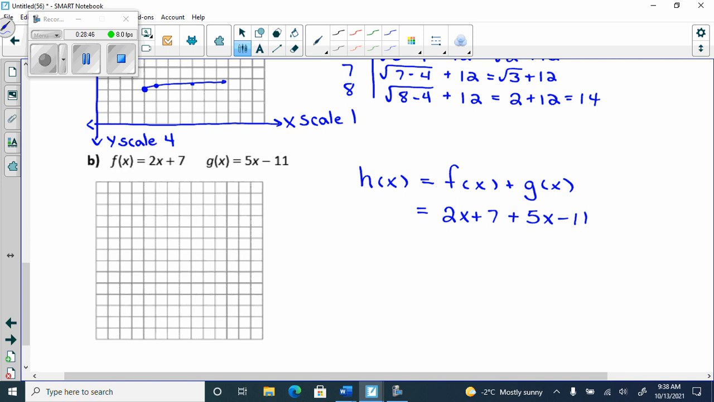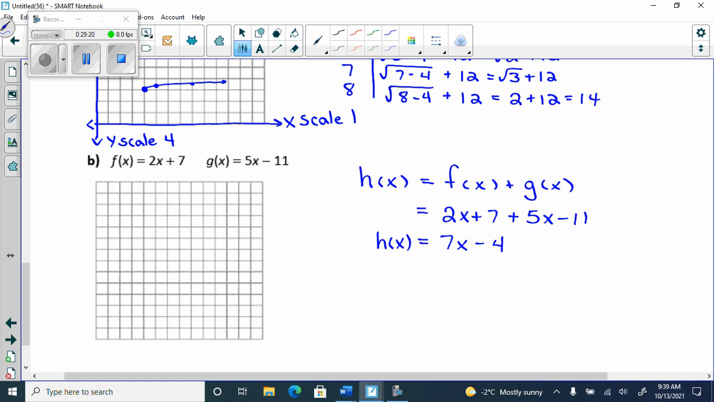But when it's addition, you could actually go f of x plus g of x or g of x plus f of x. You get the same graph because it's the commutative property of addition. Same thing with multiplication. But with subtraction, you have to subtract the proper one behind it because it's going to subtract the whole function. Same with division, you have to make them in proper order. So here we're going to get 2x and 5x, which is 7x, plus 7 minus 11 is negative 4. So when I add 2 linear lines, I get a linear line, which makes sense.